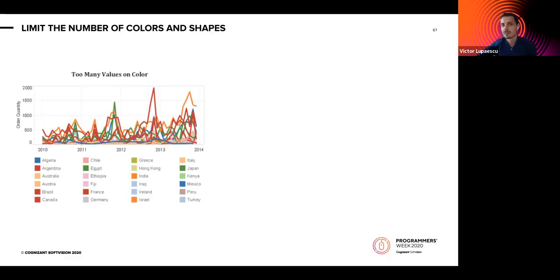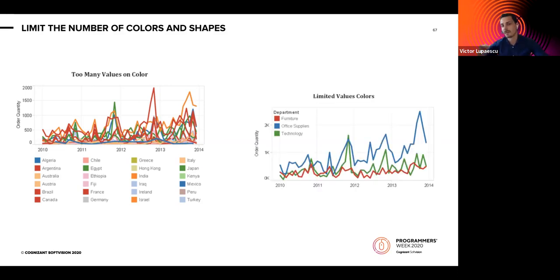You should try and limit the number of colors and shapes. Right here is a chart where I have too many values on color. I don't have even enough colors for all these data points, so I'm using the same color for 2 countries. It doesn't make sense. This one makes sense, right? Limited values, limited colors for values.